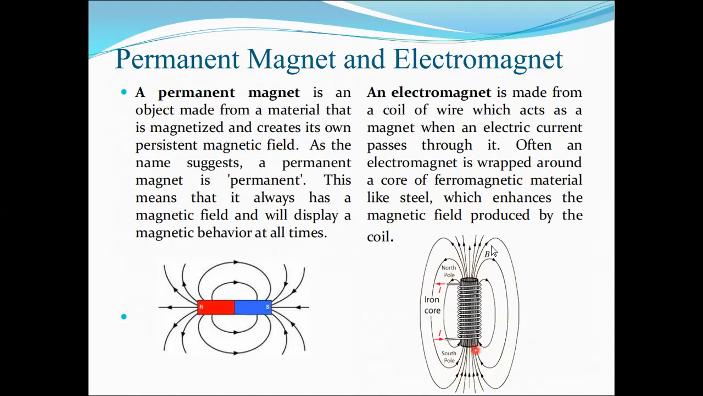That means the magnetic field is created due to the magnetic lines of force. So this is also a property of magnetic lines of force and the magnetic field created. And this is an example of an electromagnetic field.